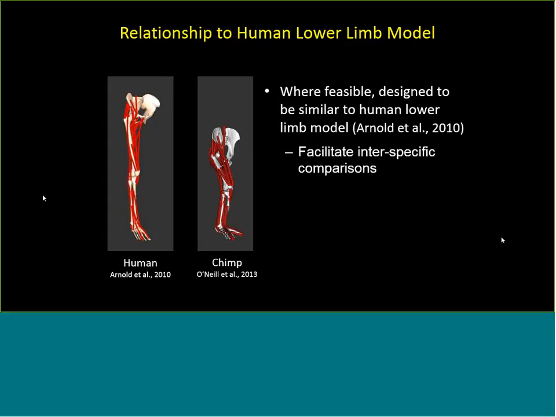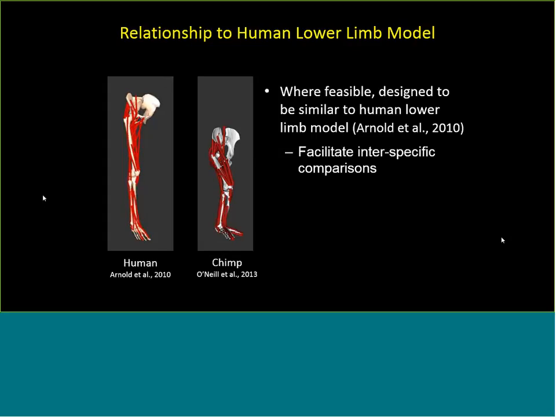And you can imagine that if you compare the outputs of two different models from two different species that are very different in complexity, you're not going to know how much of that difference is due to differences between the species or just differences in the complexity of the model. So we've taken some steps to try and make these two models analogous to each other to facilitate these sorts of comparisons.